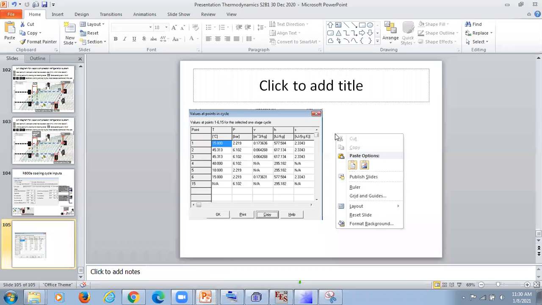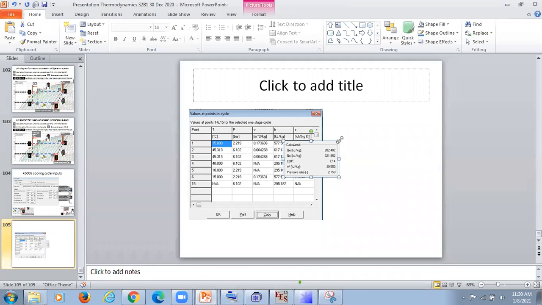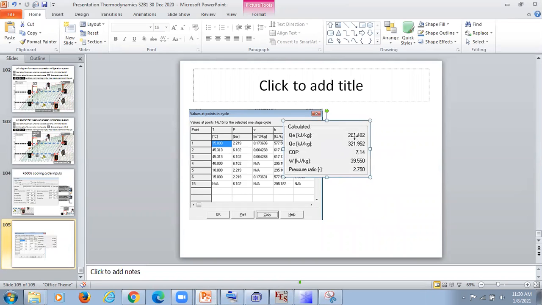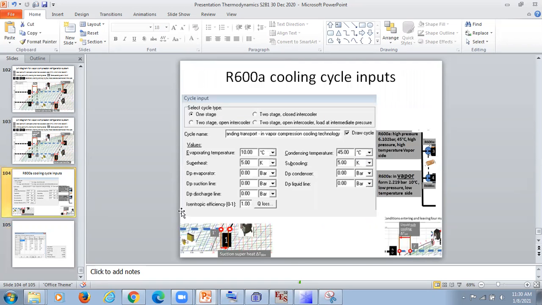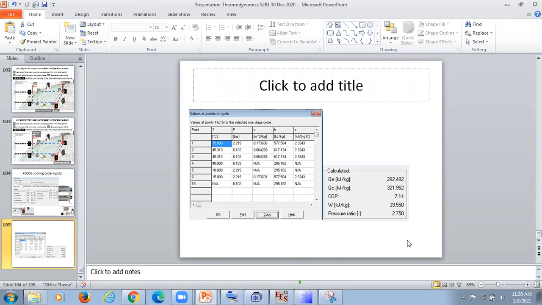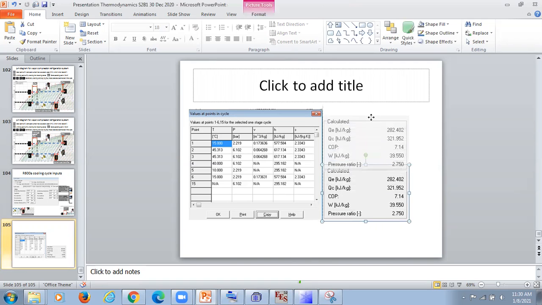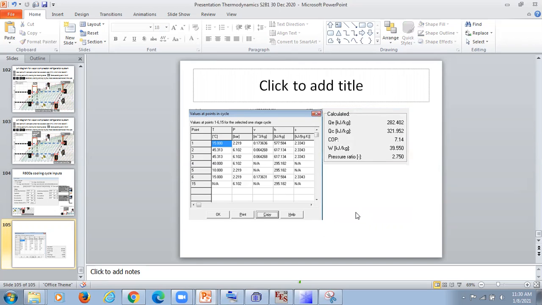We will try to understand this. Loading QE, evaporation. Unloading energy QC, all per kg transport. COP means, yes, you have to consider W as well. So this is your work because isentropic efficiency is 1. So this is your W. And you have the pressure ratio as well. These are the calculated values.